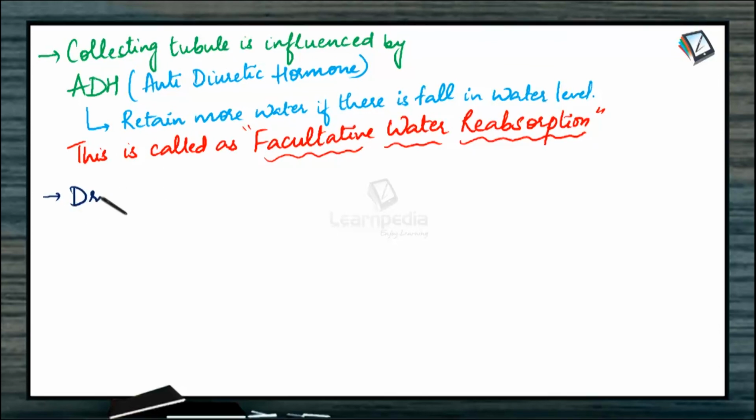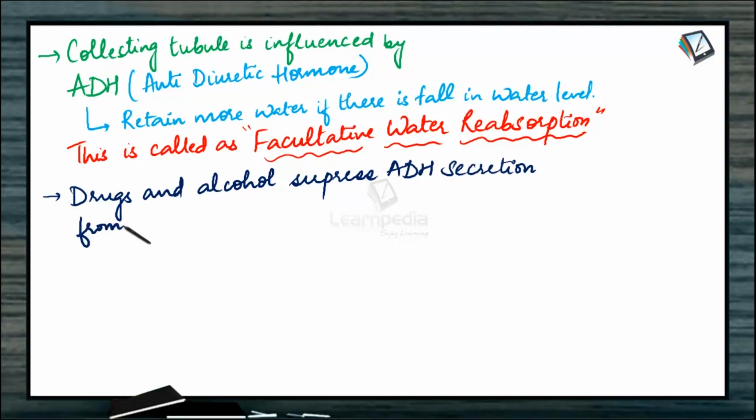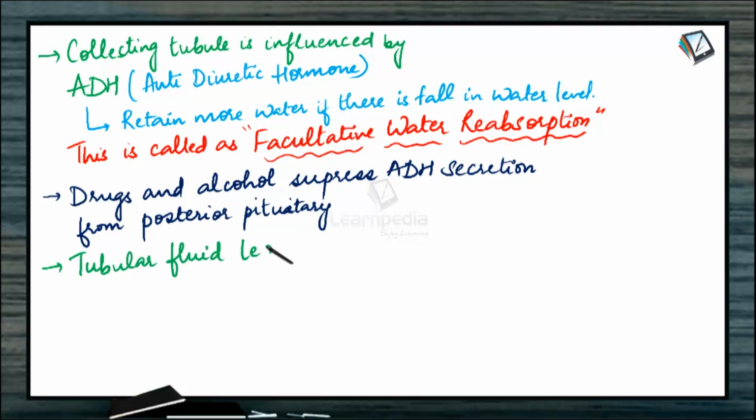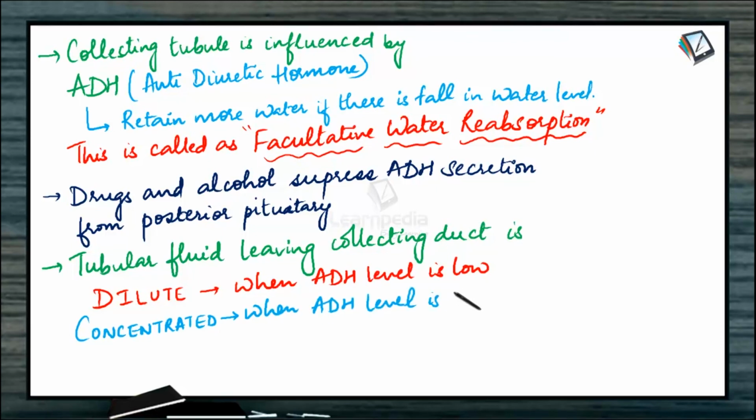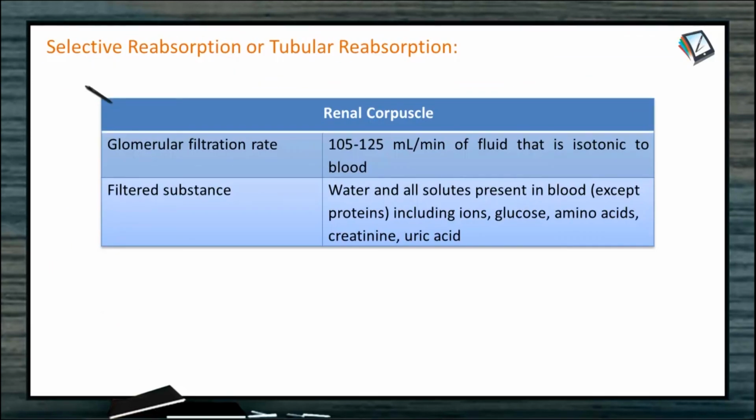On intake of drugs and alcohol, these substances suppress the antidiuretic hormone secretion from the posterior pituitary, and thus the tubular fluid leaving the collecting duct is dilute when ADH level is low, and it is concentrated when ADH level is high. So, summarizing the selective reabsorption or tubular reabsorption.